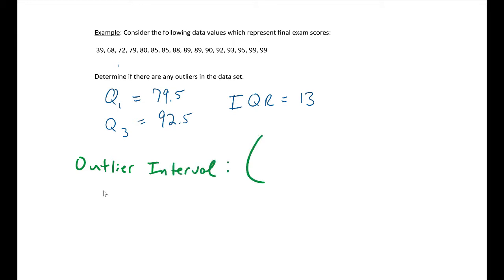will be the following. We need to take Q1, 79.5, and subtract away 1.5 times the IQR of 13. That's going to give us our lower bound. Our upper bound is found by taking the Q3, 92.5, and adding 1.5 times that same IQR.